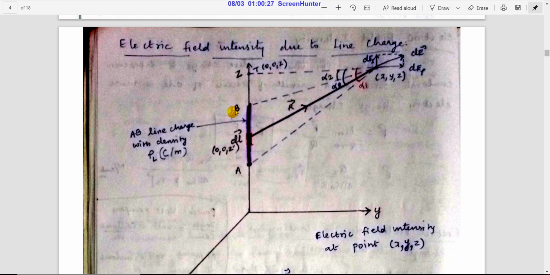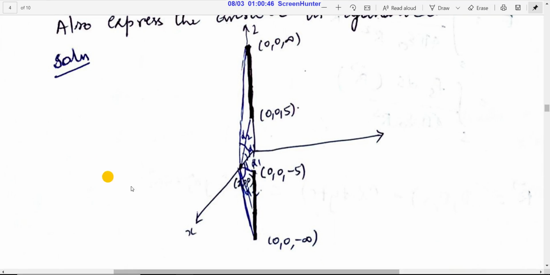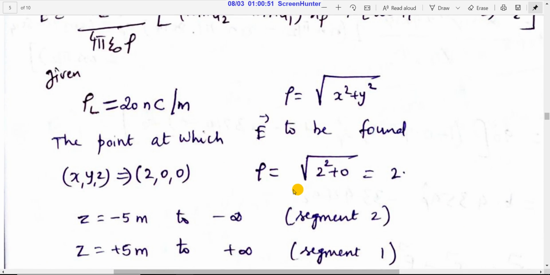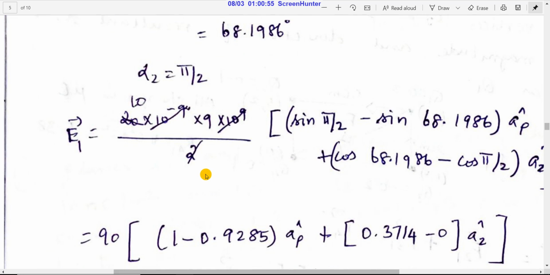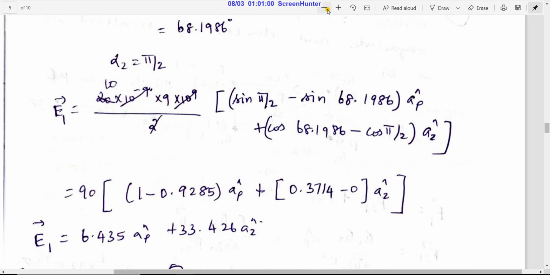And if this point is going to be at plus infinity, then this alpha will be going to be minus pi by 2, because we are measuring from the clockwise direction. That's why we are having the minus pi by 2. The same convention is going to be used here. So we will be having alpha 2 as pi by 2, as we have given in the previous derivation itself.